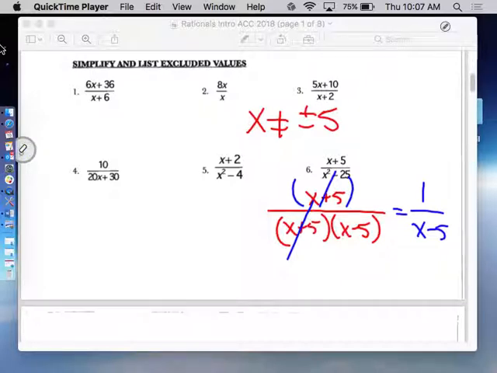And I would ask you all to take it from here on your own. A problem like number 2, since it's on the screen right here, the excluded value would be 0, and then your simplified answer would just be 8 for a problem like number 2.